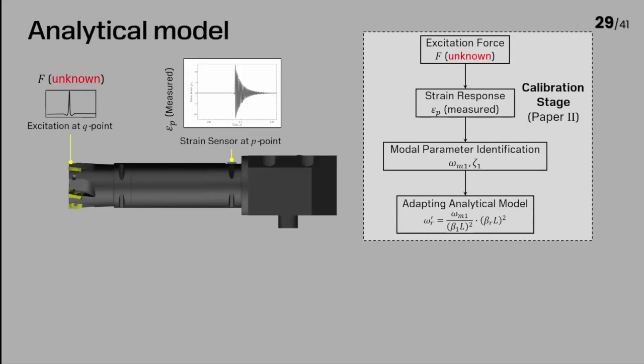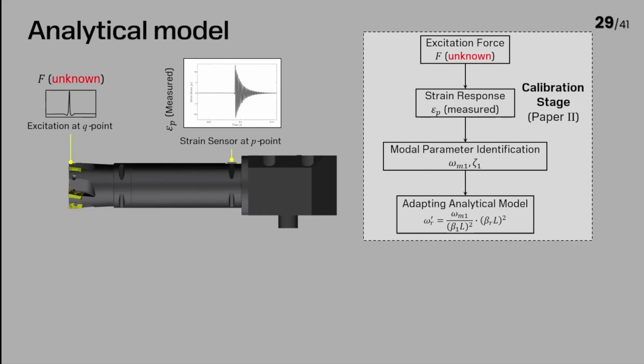So now we have this physical cutting tool equipped with a sensor near the clamping area. And the calibration stage has been presented in the previous work. In practice, each cutting tool requires its own calibration, but the users rarely have access to the equipment needed to measure its excitation force, and this makes this calibration process challenging.